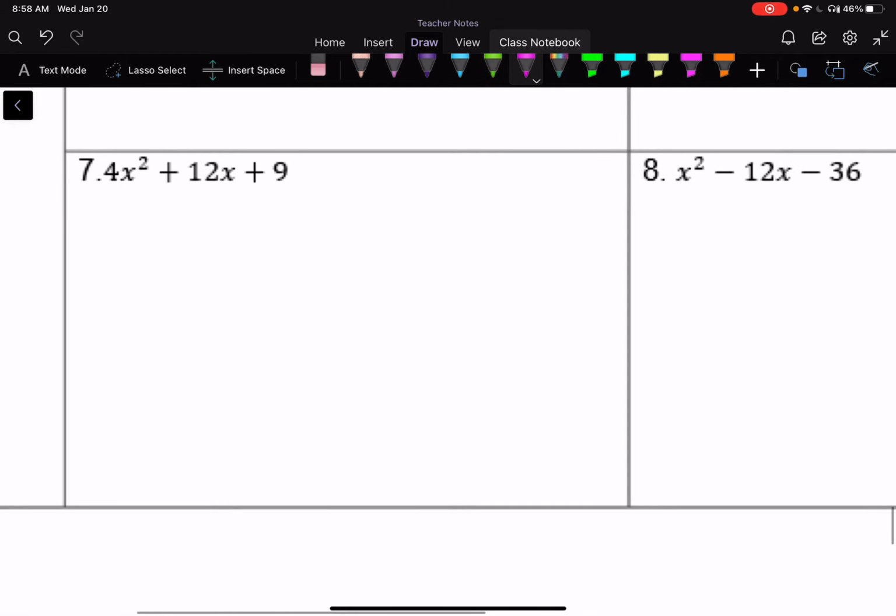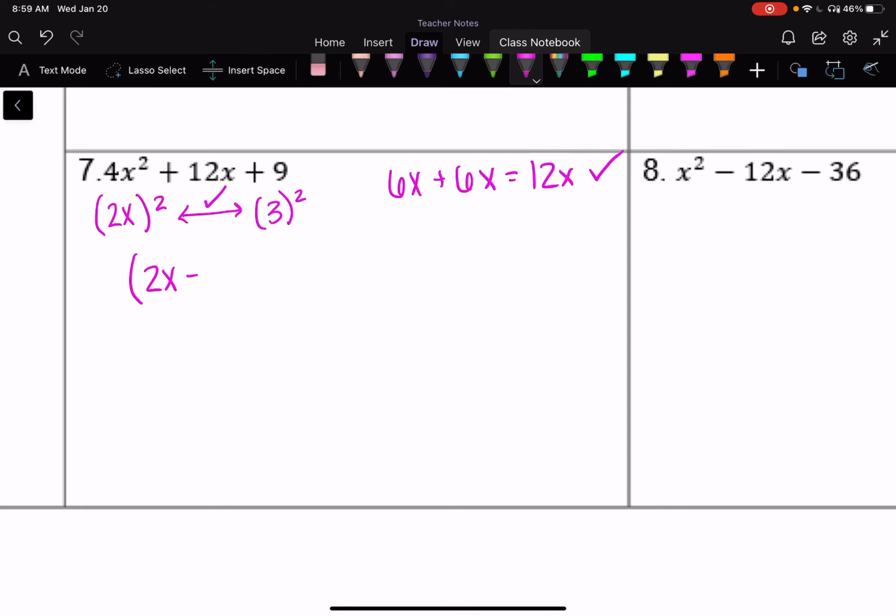Number 7, we're going to check this one. That gives me 2x squared and 3 squared. When I combine these two together, that gives me 6x. I add it to itself to get 12x, and that works. So it should be 2x plus 3 squared as my final answer.